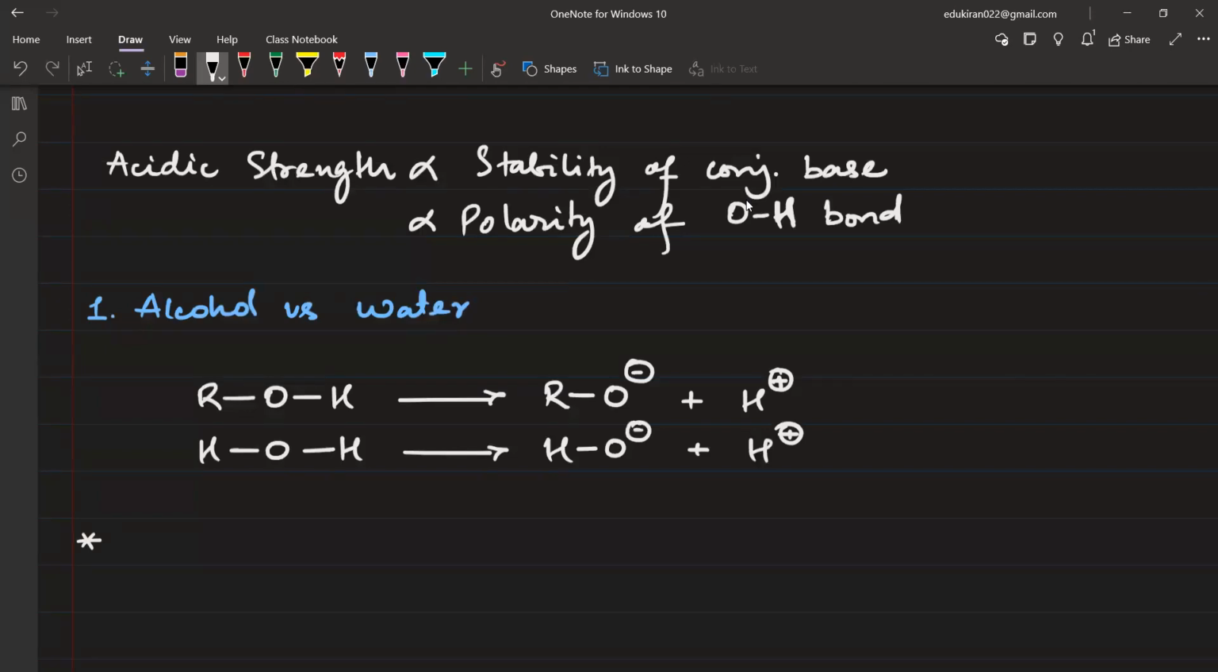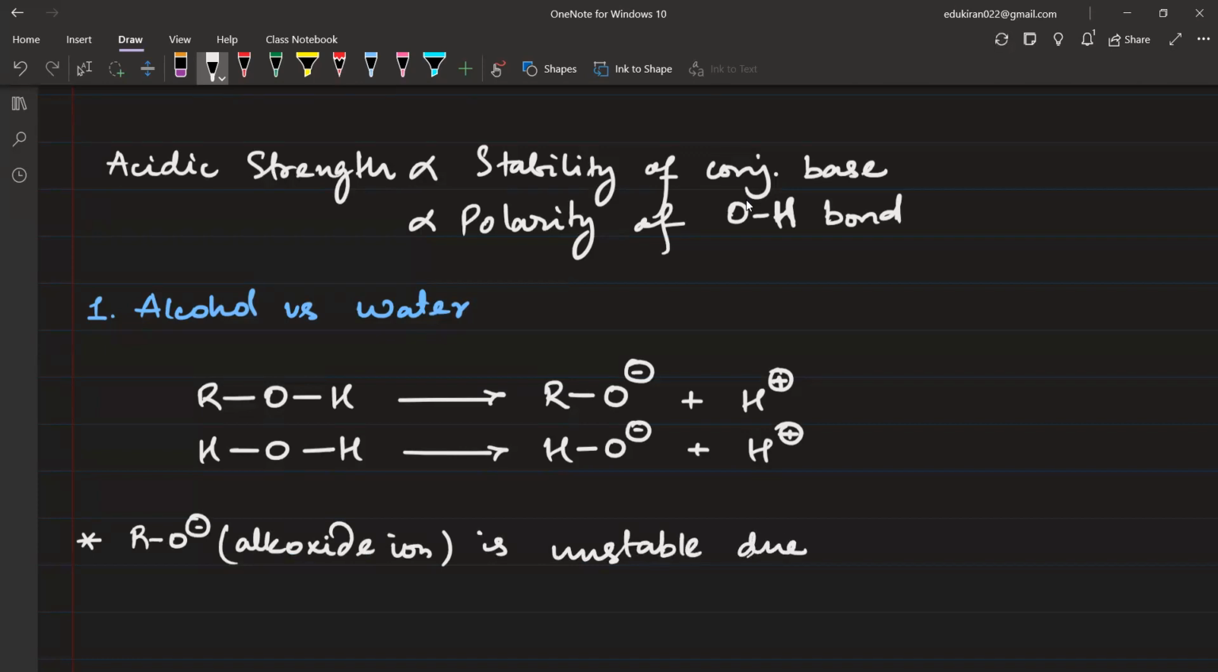Why? First reason, please write. RO negative, that is the conjugate base, the alkoxide ion, is unstable due to the plus I group. What is the plus I group? R, the alkyl group.